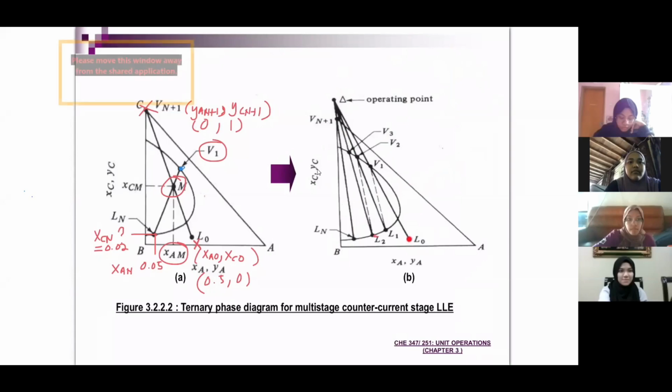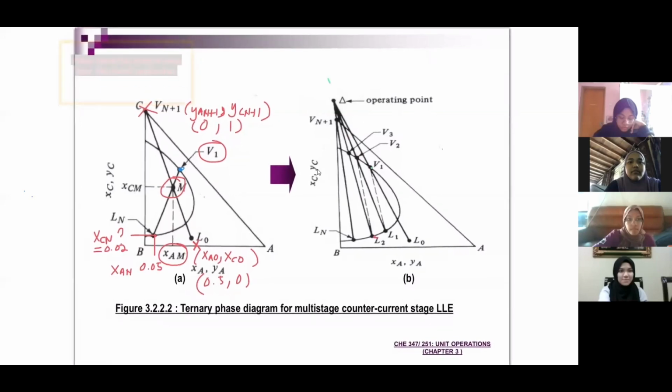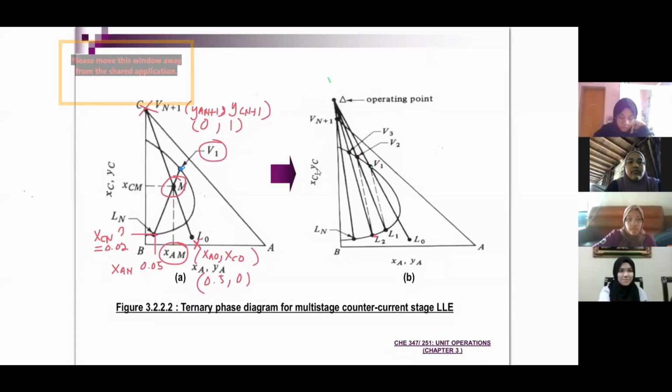So L0 connects with V1. Okay, you extend the line. Then L1 connects with V2, and they will intercept. L1, the picture just now. So you have to do it properly and they will intercept. If they don't intercept, it means there is something wrong with your calculation or something wrong with the questions. So you just do that.